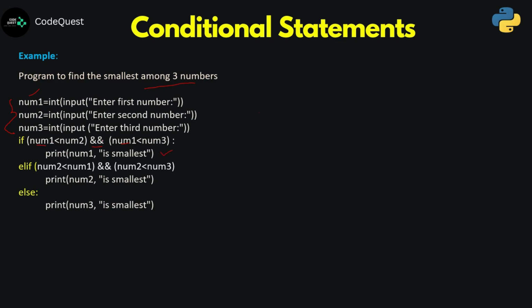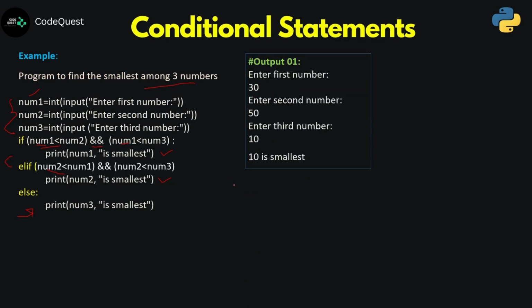In case either of these conditions fails, I will jump to the elif part where I am going to check this condition. If both the conditions are true, then I can print that num2 is the smallest. If both these conditions fail, along with your if, elif, then it is going to come down to the else part. So let us see the input.